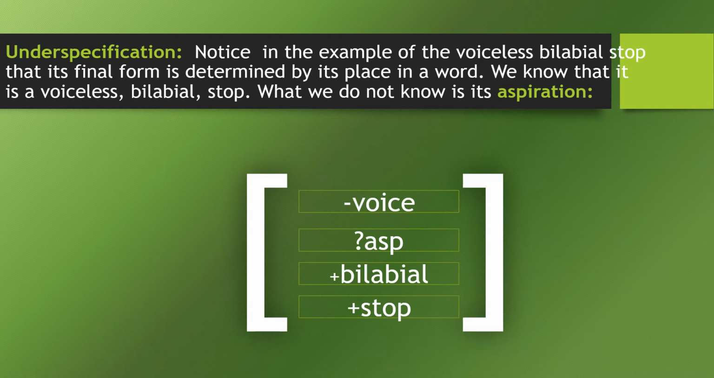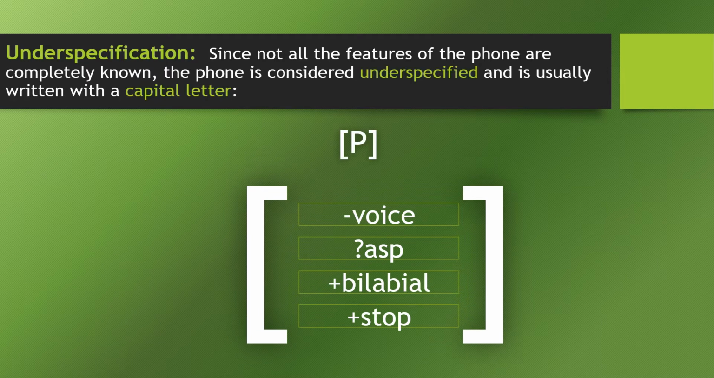Notice in the example of the voiceless bilabial stop that its final form is determined by its place in a word. We know that it is a voiceless bilabial stop, but what we do not know is its aspiration. We're talking about the phoneme p here. Since not all the features of the phone are completely known, the phone is considered underspecified and is usually written with a capital letter T.